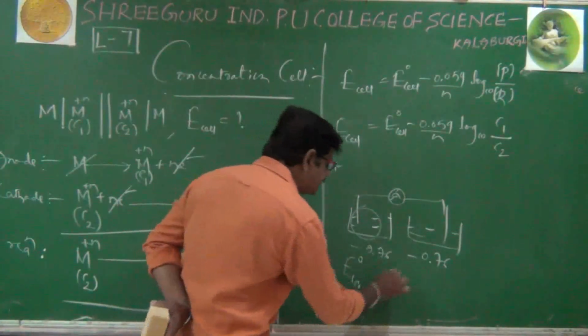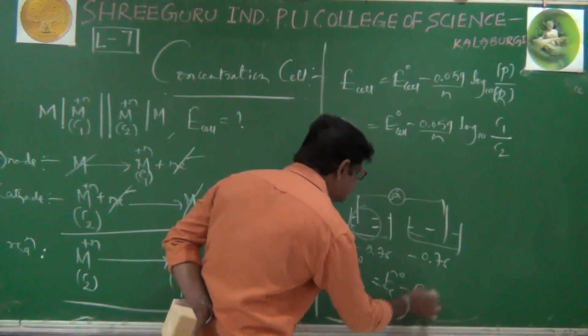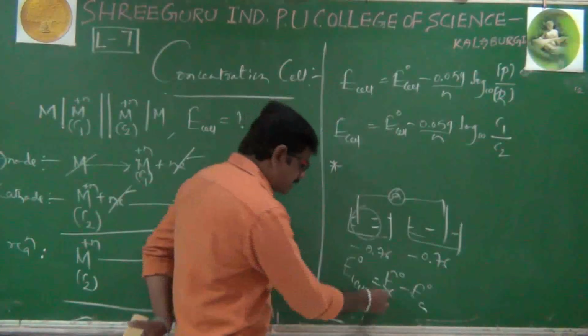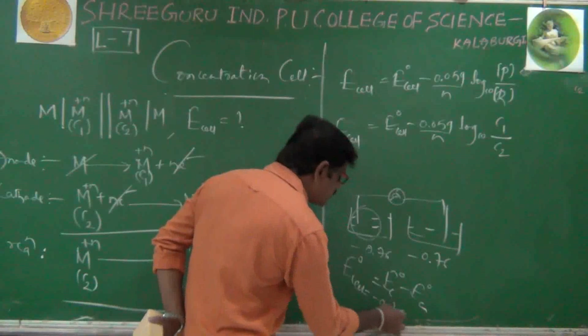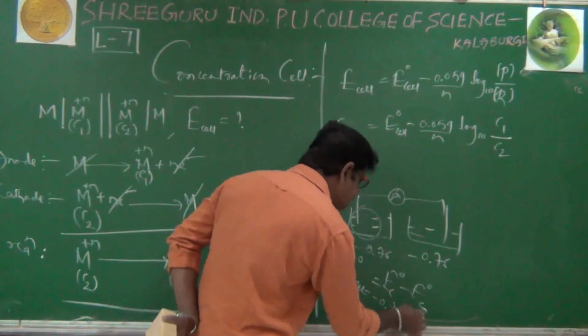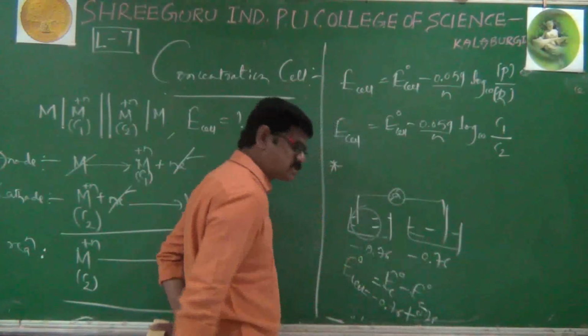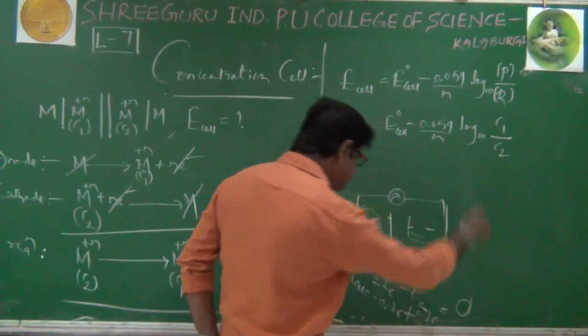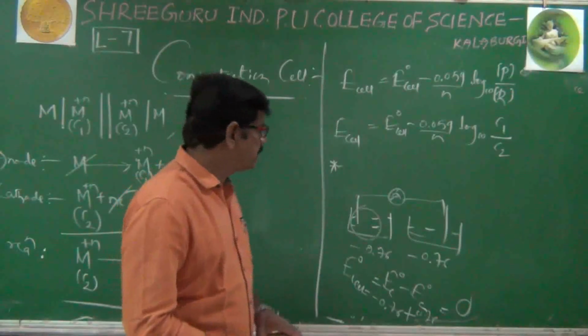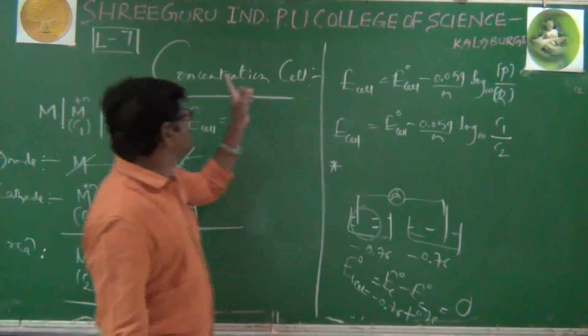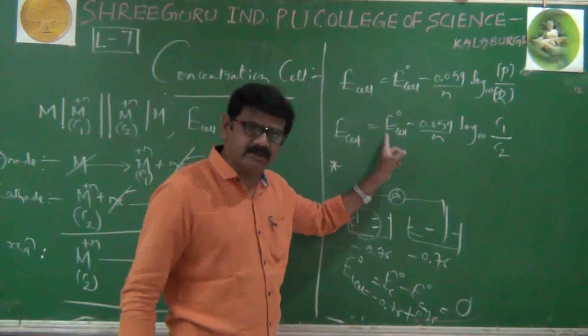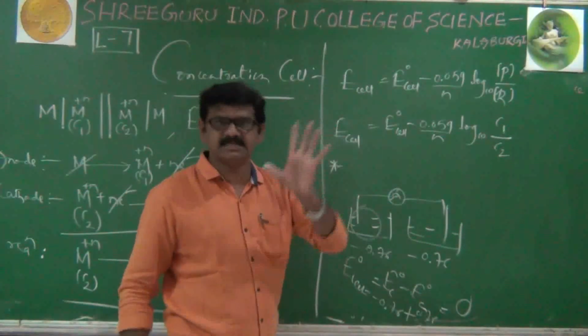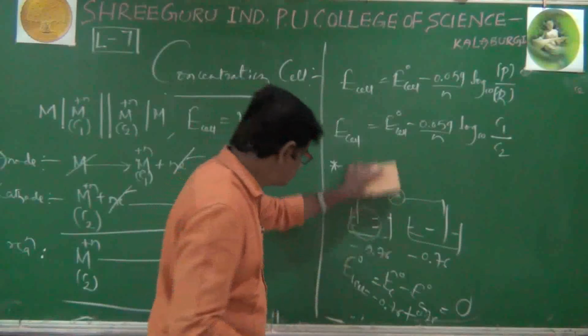Okay. E naught means E naught cathode minus E naught anode. Here the cathode is minus 0.76 and the anode is also minus 0.76 only. Therefore the net value will be 0. Remember, in the case of a concentration cell, the E naught cell value will always be 0. That is fixed.